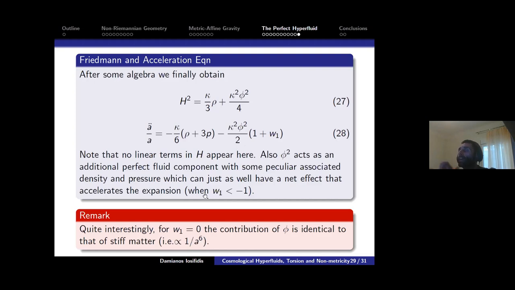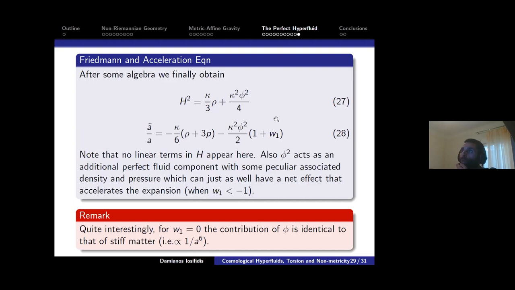So this is exactly what we have for stiff matter. So we see here that a stiff matter component can be extracted, and it's not so exotic as it seems to be in the GR case. Here we see that it's just a special part of the hyperfluid, and we have a stiff matter contribution coming just from the microscopic properties of matter, from this hypermomentum tensor. So this is quite interesting, I think.